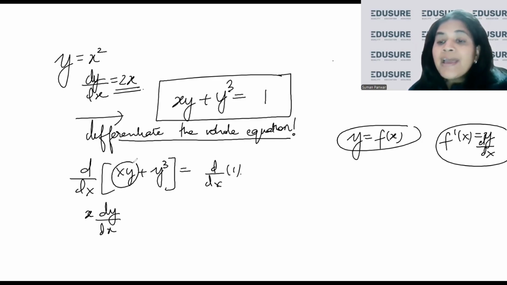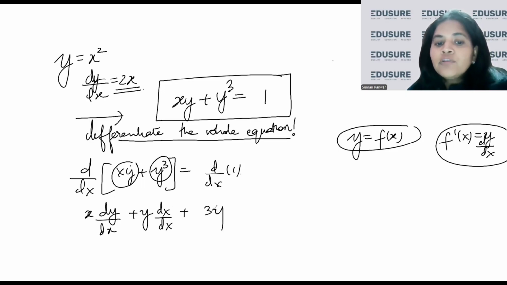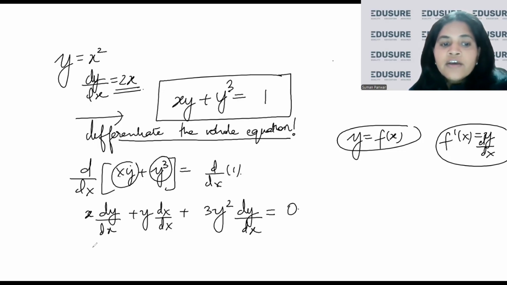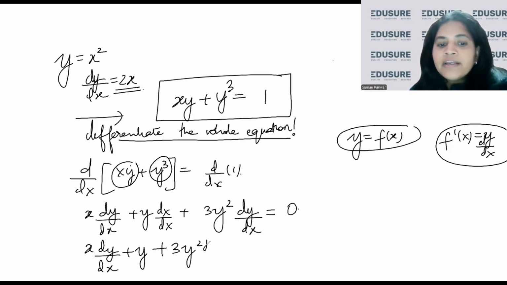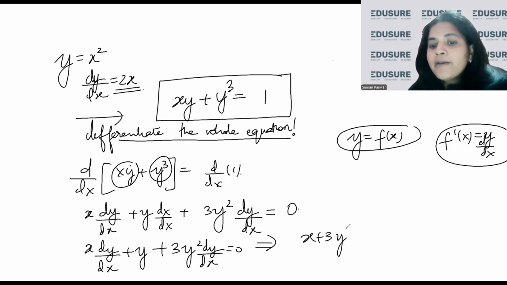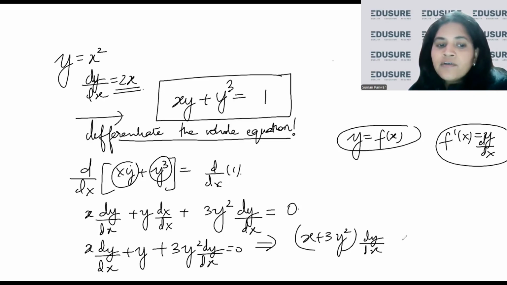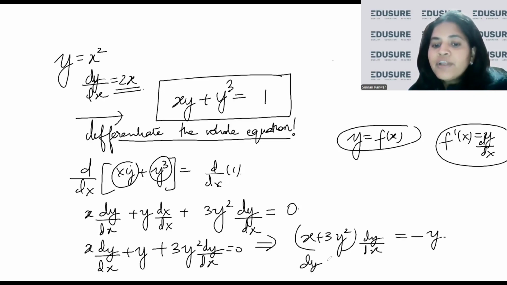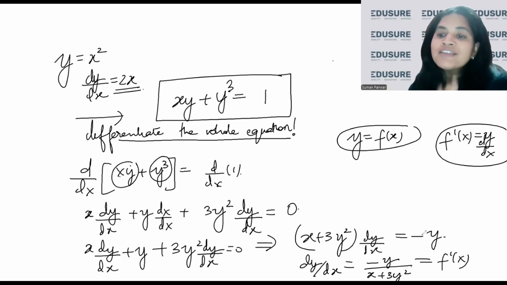Now, in the first term, I will be applying the chain rule and product rule of derivatives. So x into dy by dx plus y into dx by dx, plus in y cube, we will have first the power rule, that is 3y square, and then dy by dx. And then d by dx of 1 was 0. So we had x dy by dx plus y plus 3y square dy by dx equals 0. That would imply that x plus 3y square, times dy by dx, was equal to minus y. And that would imply dy by dx is equal to minus y upon x plus 3y square. And dy by dx was f dash x. So this was the concept of implicit differentiation.